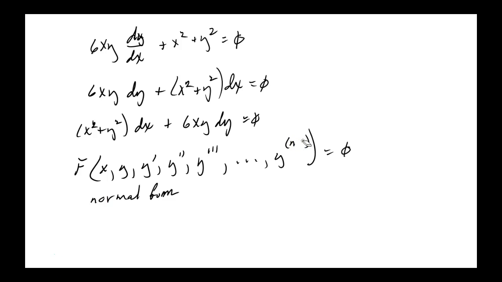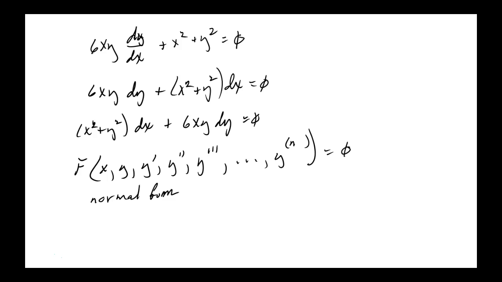As the nth derivative is equal to 0, where f is a real valued function of n plus 2 variables. Your derivatives alone are 1, 2, 3, 4, 5, 6, up to n terms here. Those are all different variables. Then your x and your y are 2 more, so that's where they get the n plus 2 terms.